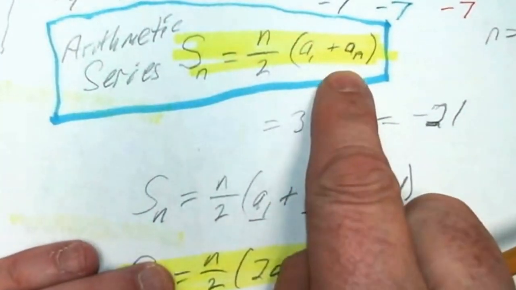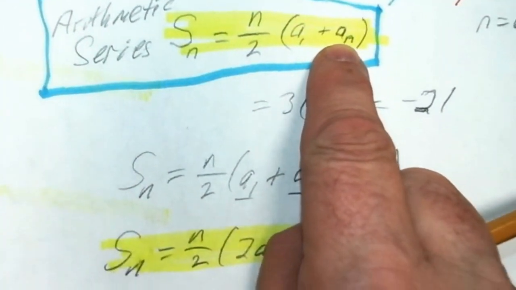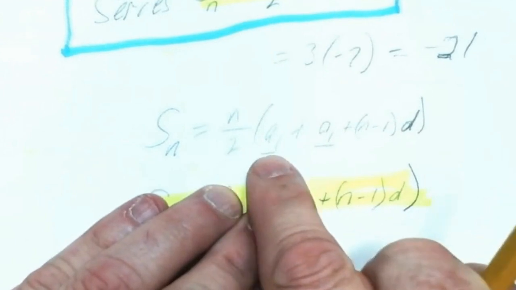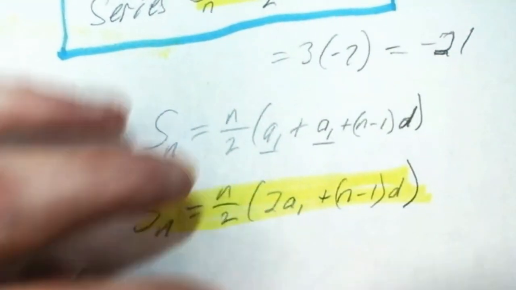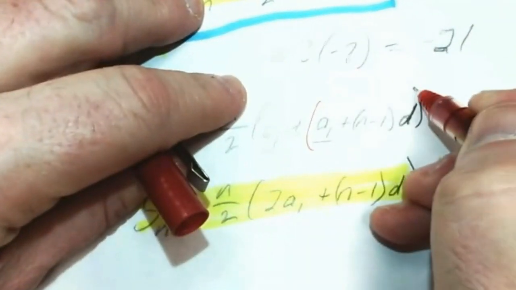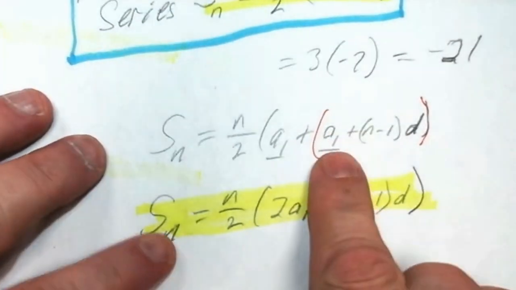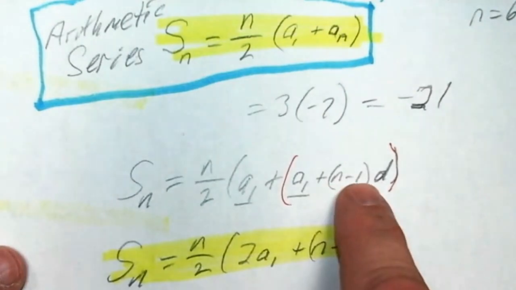So from this formula, if we don't have a sub n, we had a formula on the other notes on how to find a sub n, right? It's a sub 1 plus n minus 1 d. So we can just take the same formula, n divided by 2 times a sub 1 plus a sub n, but instead of a sub n, we can substitute this in there. Because that is the formula that a sub n is. A sub n is the same as a sub 1 plus n minus 1 times d.